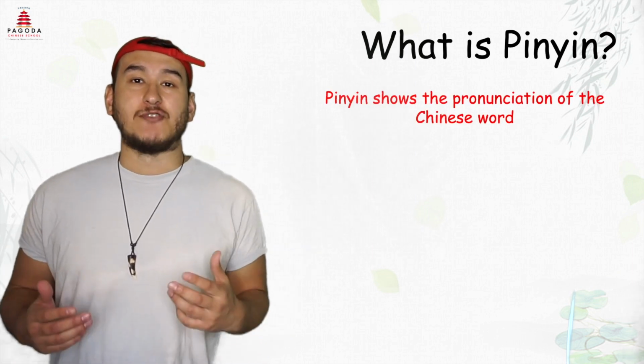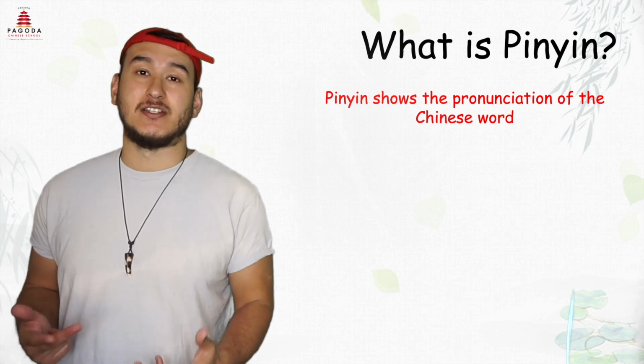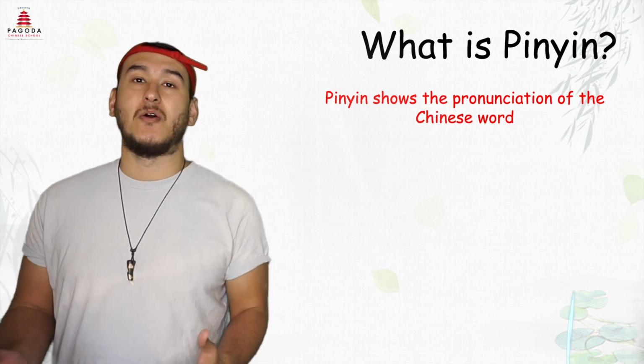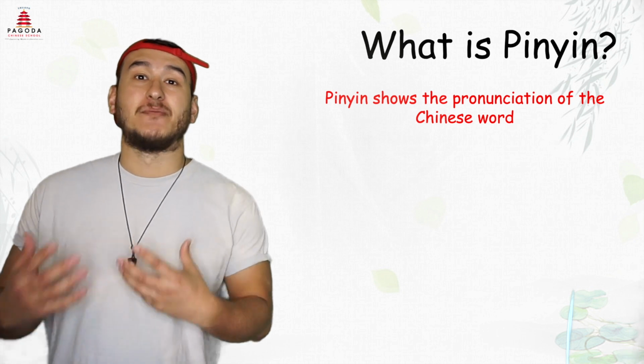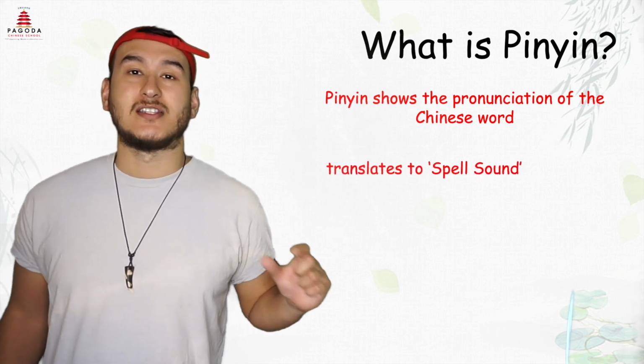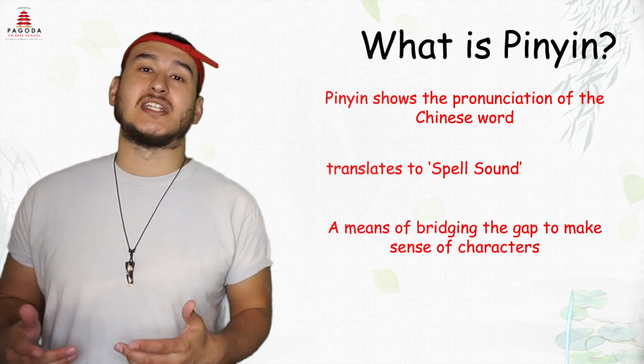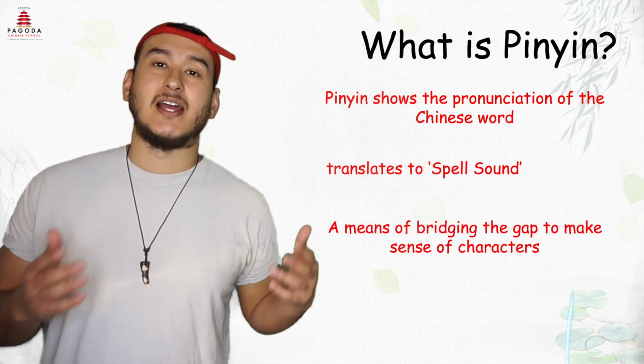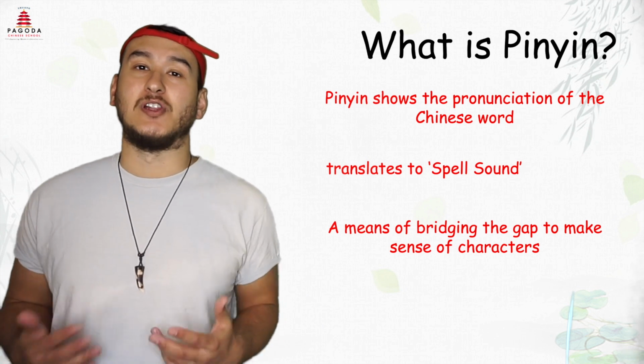So, in Chinese, we use a writing system known as characters, which are basically just symbols that convey meaning. So if you're not familiar with the characters, you won't be able to understand the word or even pronounce the word. So pinyin is the romanization of the Chinese characters, which basically puts the phonetic sound into our alphabet so we can pronounce the word. So pinyin literally translates to spell sound. It was developed to bridge the gap between the Chinese characters and the English alphabet to help people learn and understand Mandarin.